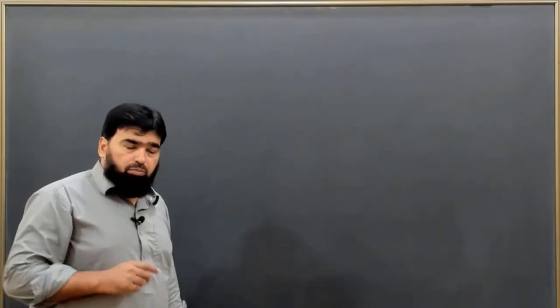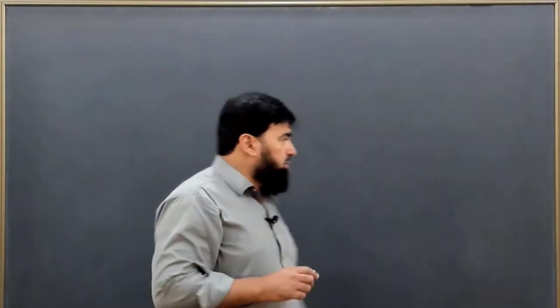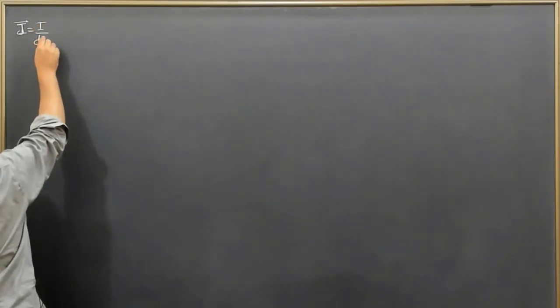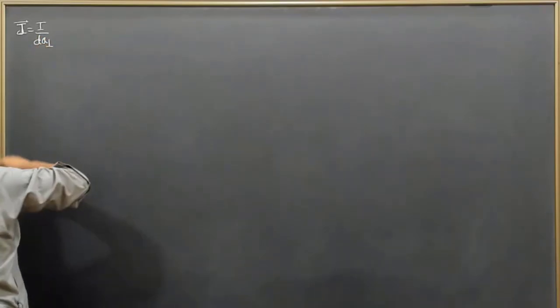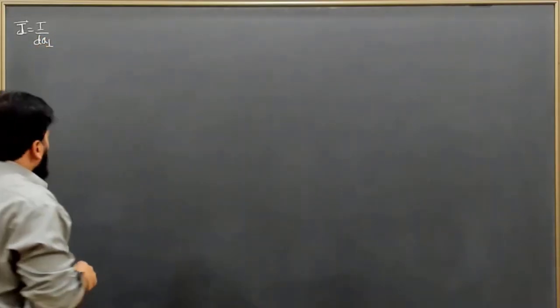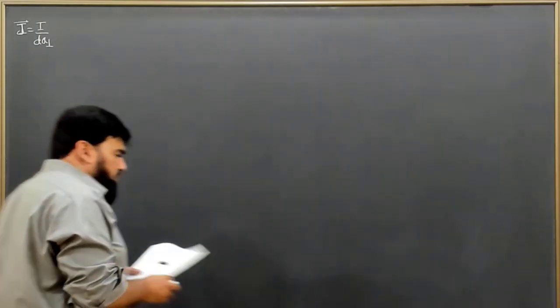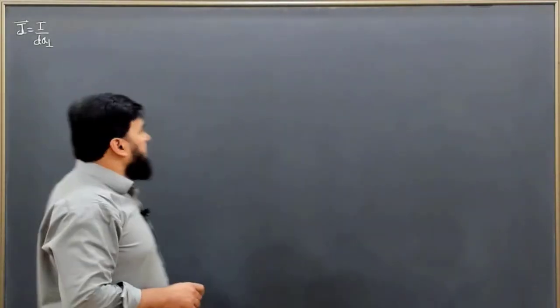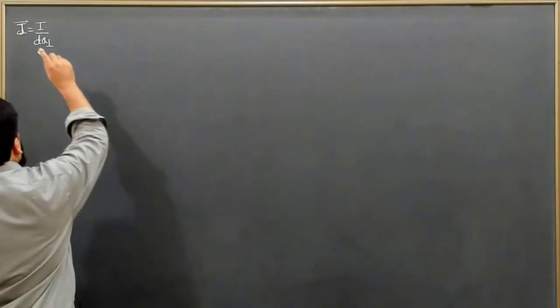Now with the equation of the current and the current density, we said that J is equal to current per unit perpendicular area. This is what we said. And now from this one, I will try to derive the continuity equation.